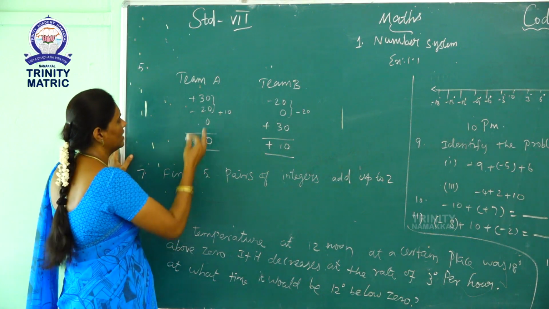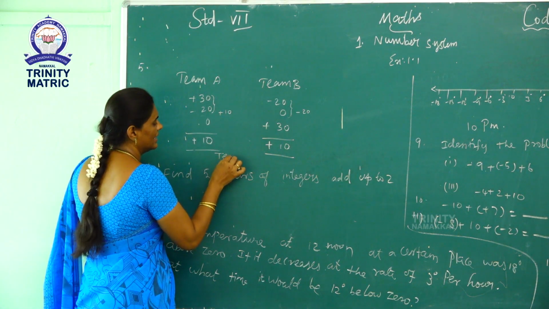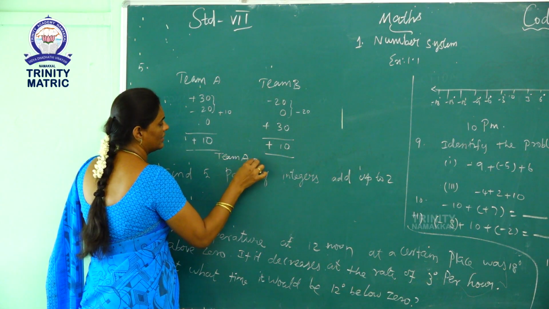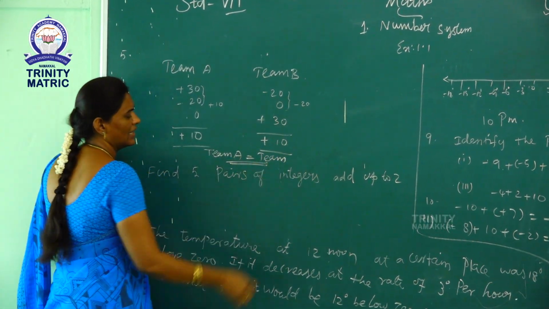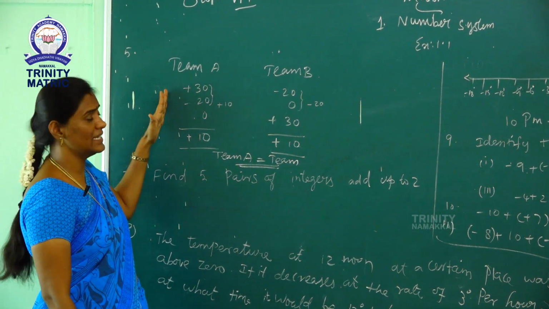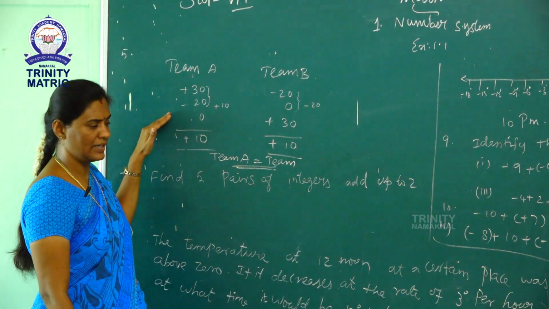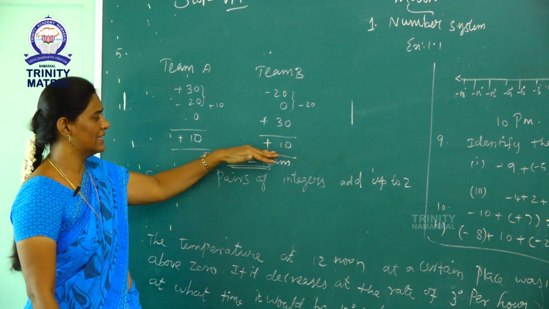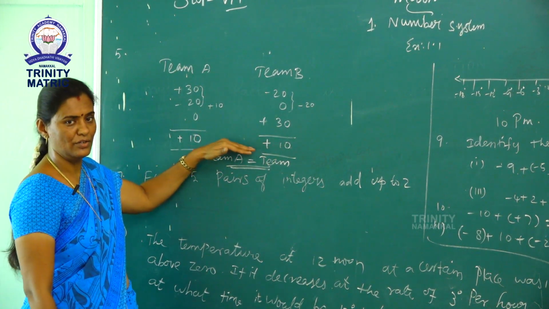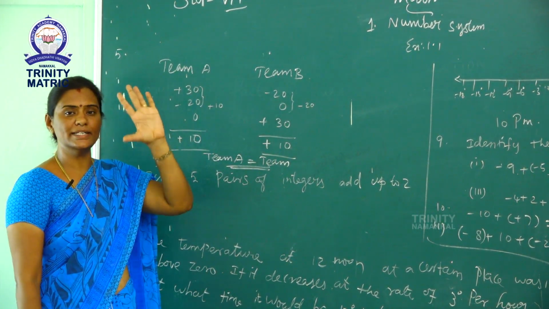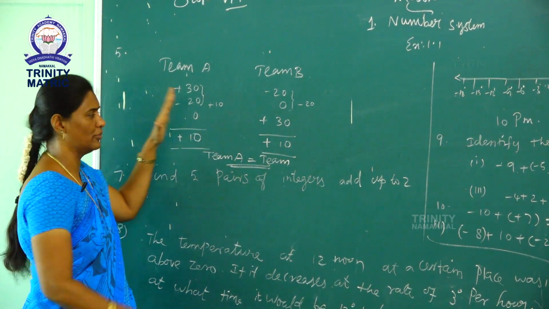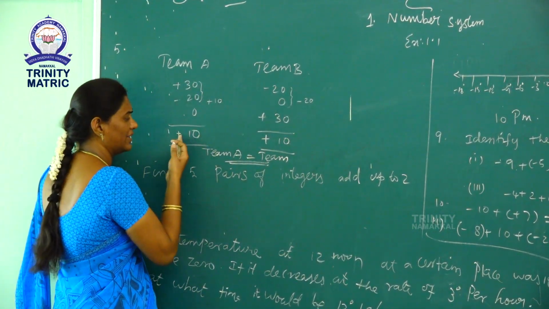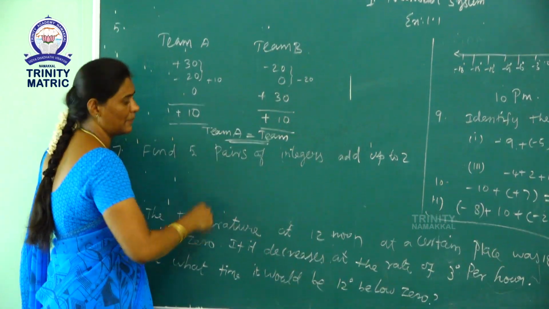See here, from this question, the score of team A and the score of team B are both equal. Then we can add the integers in any order and we will get the same answer. So addition of integers is commutative, as we already know. Addition of integers is commutative, so we can add in any order and we get the same answer.